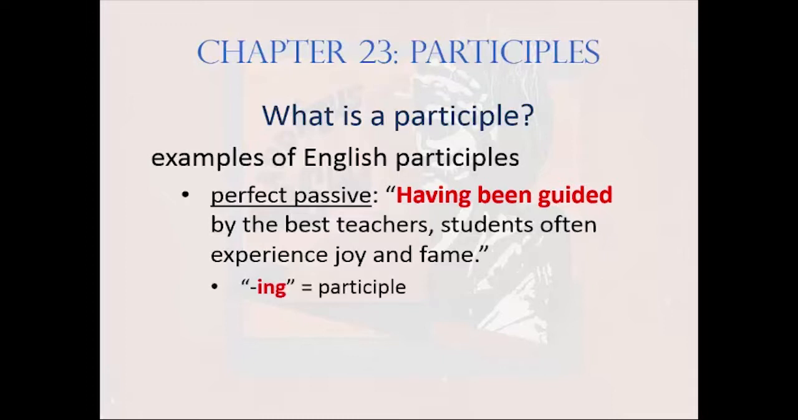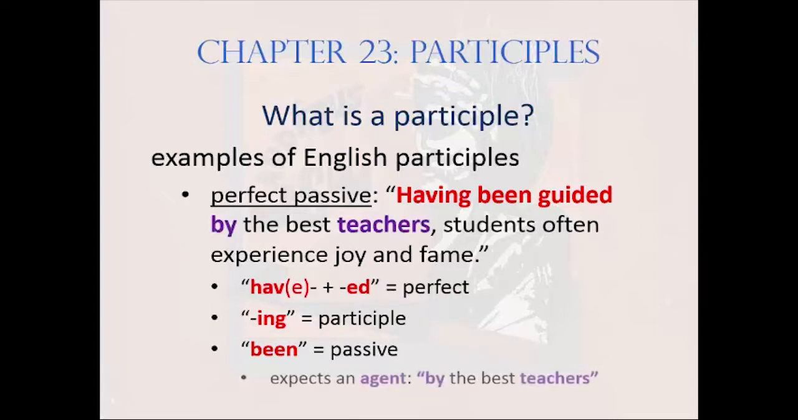The -ing shows it's a participle. Have plus -ed shows it's past tense, that is, perfect. And been shows it's passive, which of course sets up the expectation of an agent: by the best teachers.